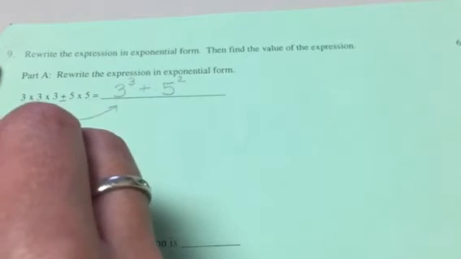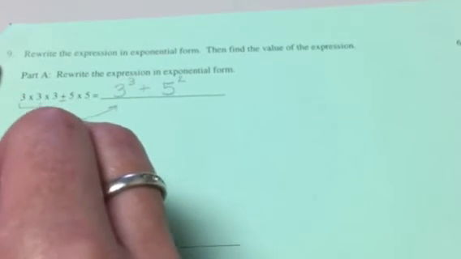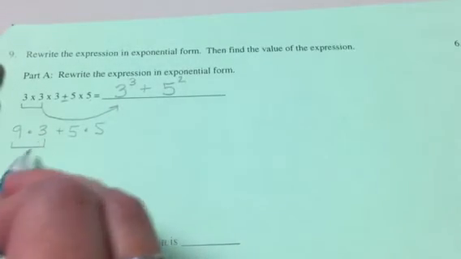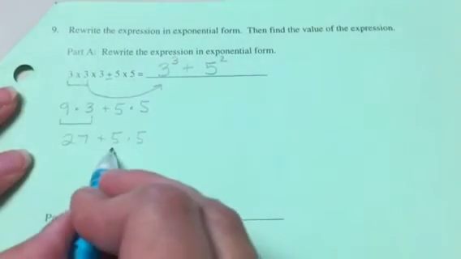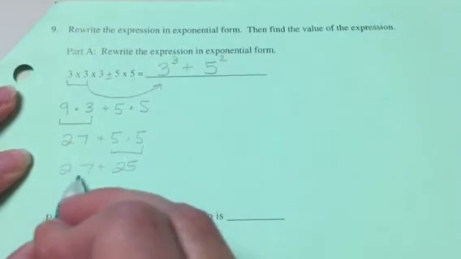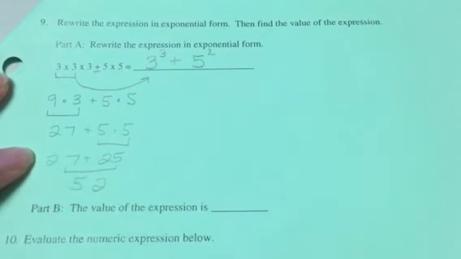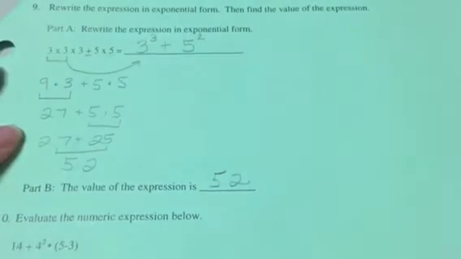So I'm going to start multiplication left to right. 3 times 3 is 9 times 3 plus 5 times 5. Then I'm going to do 9 times 3, 27 plus 5 times 5. Then I need to multiply those. I get 25 plus 27. And then when I do that, I get 52. So the value is 52.